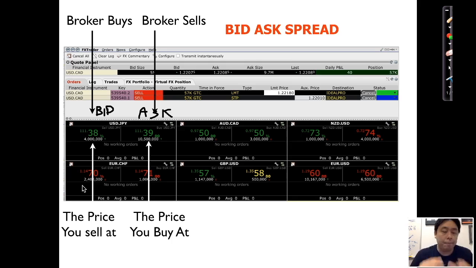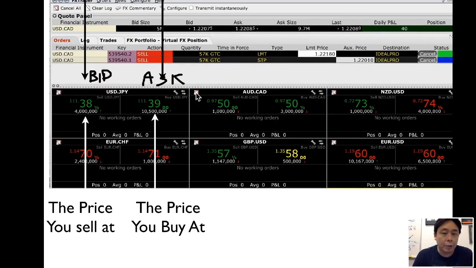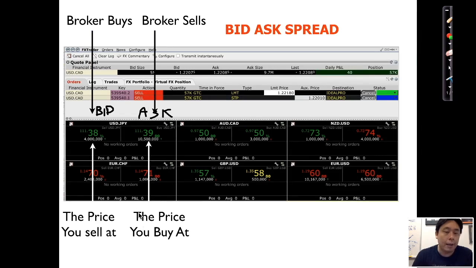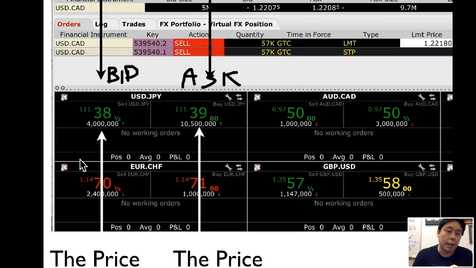Okay, so remember that when you want to buy, when you want to go long, you have to buy from a seller. So you always buy at the ask price. And when you sell, you must sell to a buyer, so you sell at the bid price. So always notice that the ask price is always higher than the bid price by a few pips.